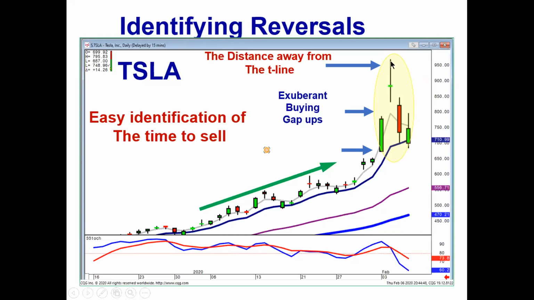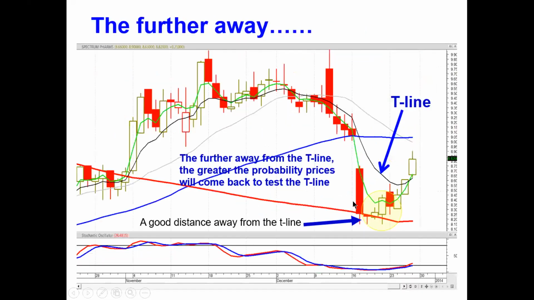And again, the further away you move from the T-line, the faster you can take profits up here, well above where the rest of the profit taking is going to occur. Same thing in a downtrend. If you're short, you're heading all the way down here to a support level in the oversold area. Again, where do most people sell? They panic sell at the bottom.